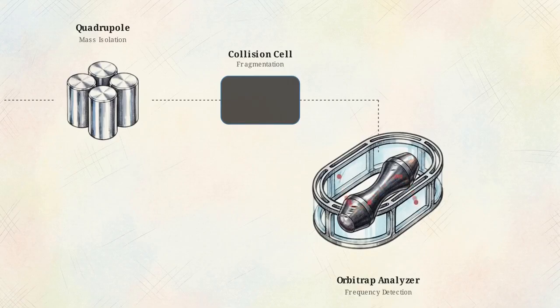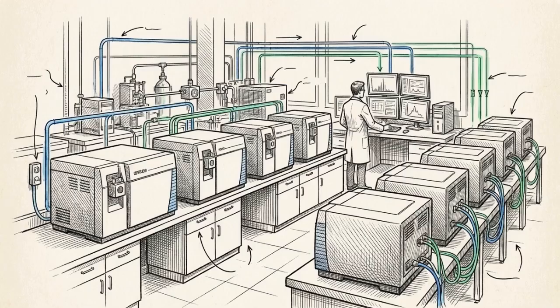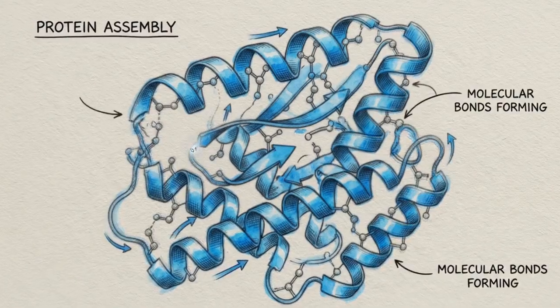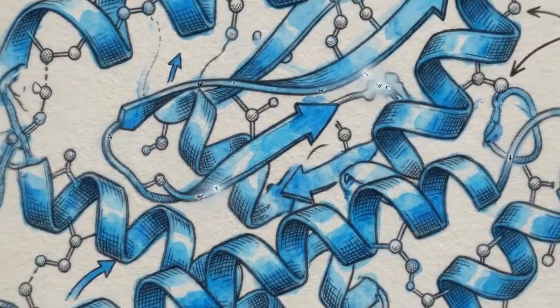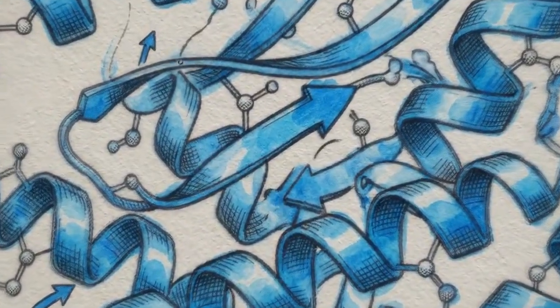The cutting edge of analytical chemistry relies on engineering these physical principles to work in concert. By leveraging velocity, stability, and frequency together, scientists can map the precise molecular architecture of everything from volatile toxins to complex human proteins.